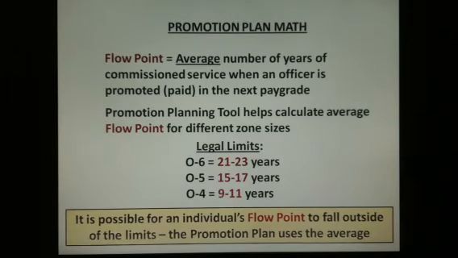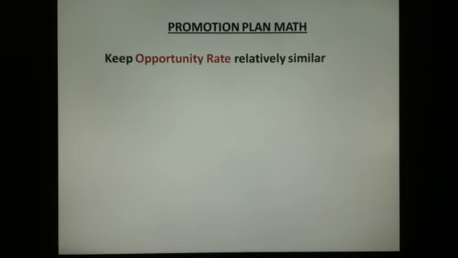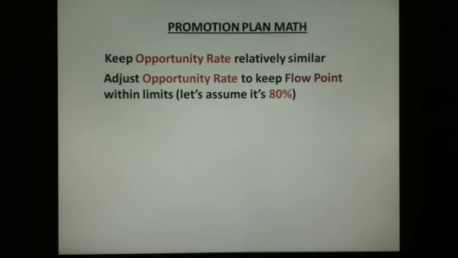So now let's go back to our earlier example. We know that we want to keep opportunity rate relatively similar, and we use the promotion planning tool to adjust the opportunity rate so that our flow point stays within limits. So for the purposes of this example, let's assume we use the promotion planning tool and that it told us that in order for our flow point to be within limits, our opportunity rate needs to be 80%.